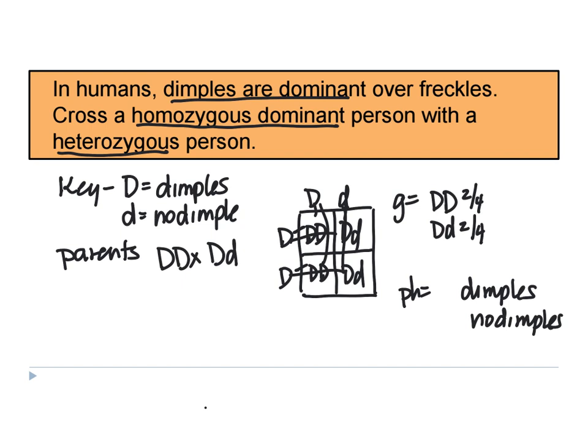And now I'm going to look at my genotypes. Remember that anything that has a dominant allele is going to have the dominant phenotype. So this has 2 dominant alleles, and this has a dominant allele, which means I'm going to add these 2 together. 4 out of my 4 are going to be dimples. That means 0 out of the 4 will have no dimples.